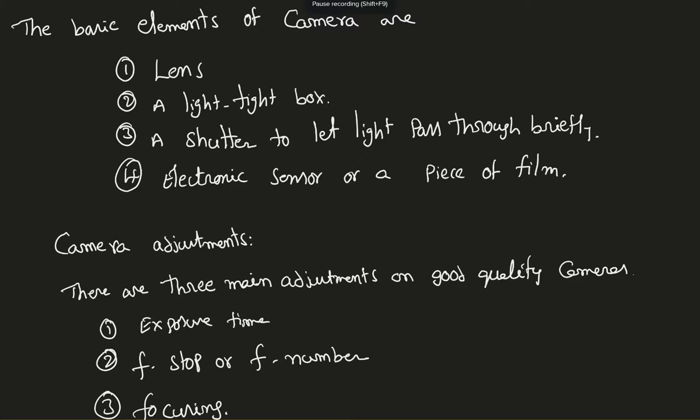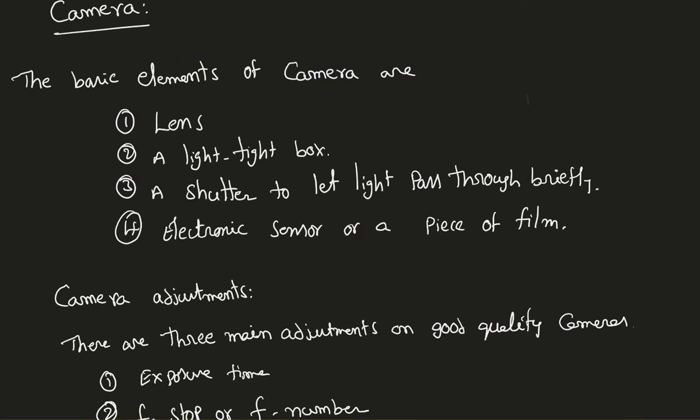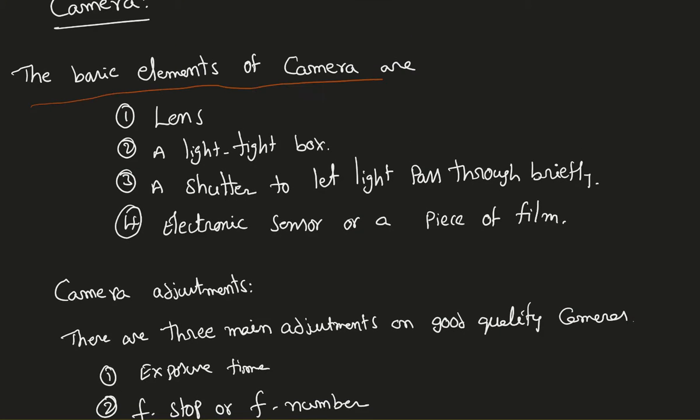In this video, I'm going to talk about the camera. The basic elements of a camera are, first, lenses; a light-tight box, where light cannot enter the inside of the box; a shutter to let light pass through briefly; and an electronic sensor, or a piece of film. These are the four main parts of a camera.